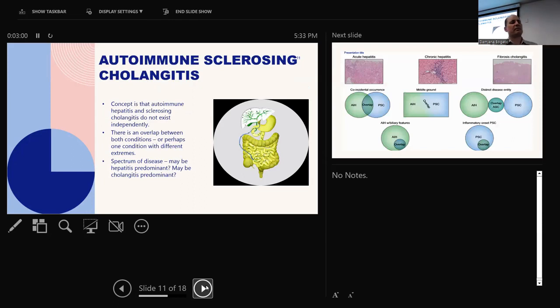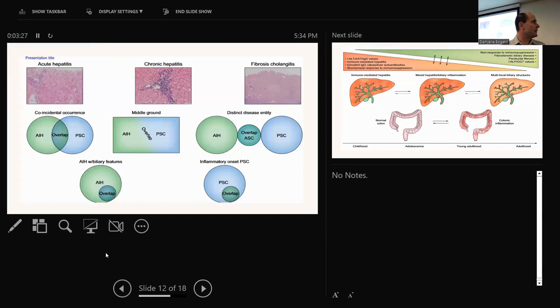There's another condition I'll introduce called autoimmune sclerosing cholangitis, otherwise known as overlap syndrome. And the concept of this is that the autoimmune hepatitis and sclerosing cholangitis don't exist independently. They're really part of an overall spectrum of both disorders, and people fit within that spectrum. And just looking here, there are various different ways of looking at it, whether it's a true overlap, or whether there are three independent conditions: autoimmune, overlap, primary sclerosing. I think the middle ground one is probably the best one.